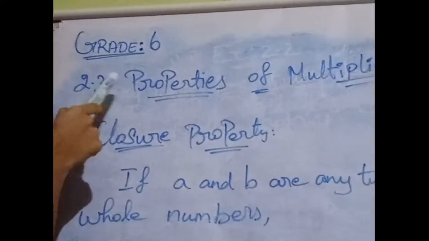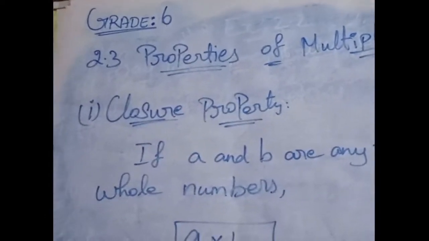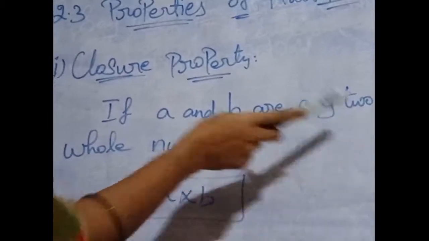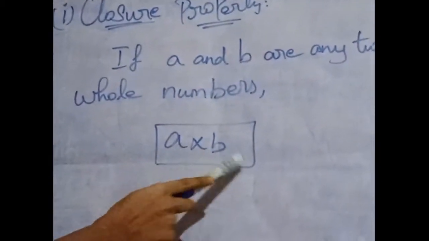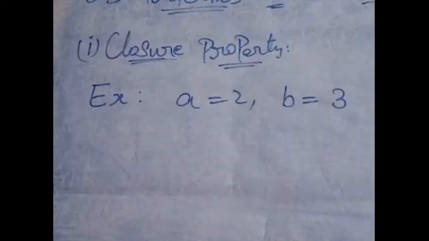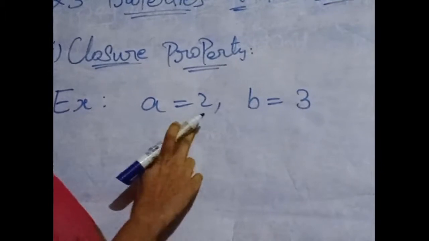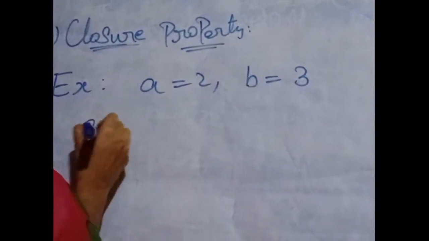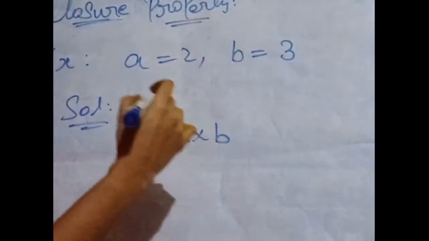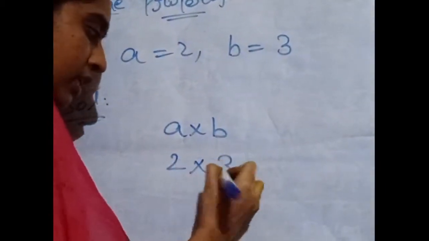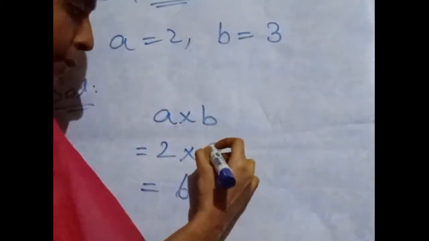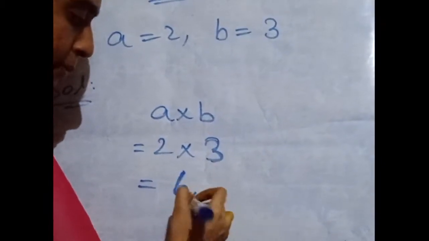Next, 2.3, properties of multiplication. First property is the closure property. If A and B are any two whole numbers, A into B is also a whole number. Example, A is equal to 2, B is equal to 3. Solution. First write down the property. The closure property is A into B. Substitute the A and B values. 2 into 3, 2 3s are 6. 2 and 3 are also whole numbers. 6 is also a whole number.